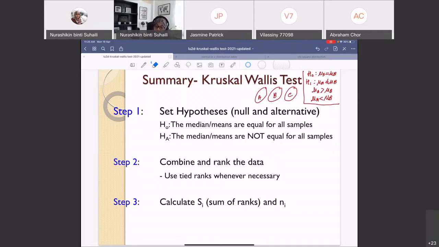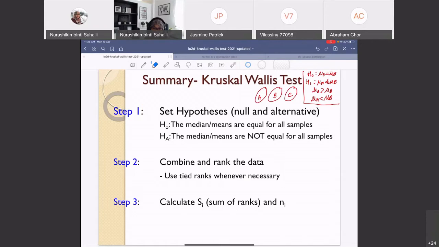No, you have to write only one null hypothesis and one alternative hypothesis. We compare the mean. Yes, we still compare the mean, normally the mean. But how are we going to write the hypothesis? So that's my question. How are we going to write the hypothesis if we want to analyze sample A, sample B, and sample C? Any ideas?